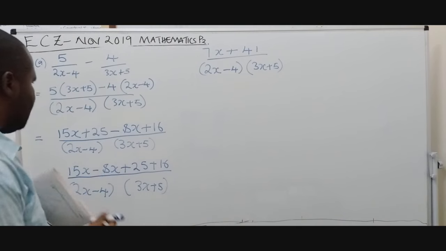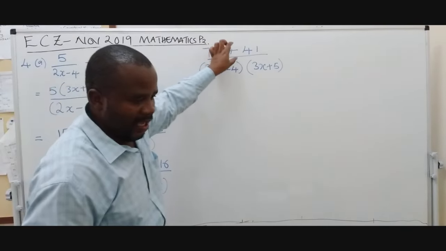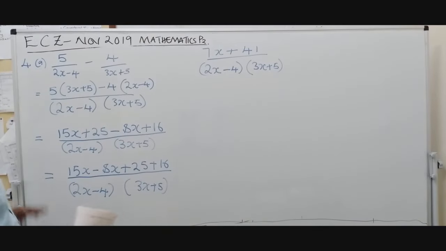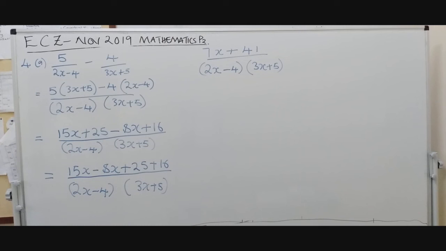But if from here you are able to go to that step directly, it is okay, that is fine. But why we are doing this is in order for us to be able to do things correctly so that we don't miss out anything. So that is our answer for that one. We go to part B.